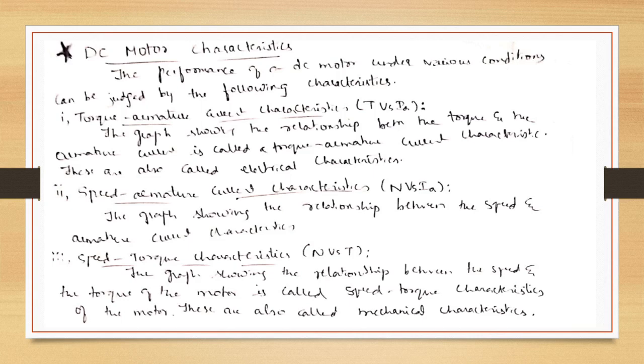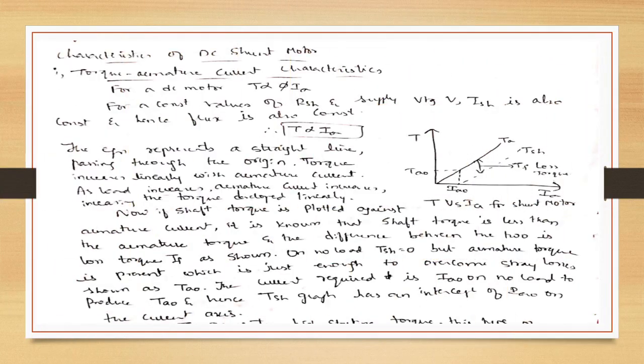So what are torque armature current characteristics? The graph showing the relationship between torque and the armature current is called torque armature current characteristics. These are also called electrical characteristics. What are speed armature current characteristics? The graph showing the relationship between speed and armature current is called speed versus armature current characteristics. Speed torque: the graph showing the relationship between speed and torque of the motor is called speed torque characteristics, and these are also called mechanical characteristics.